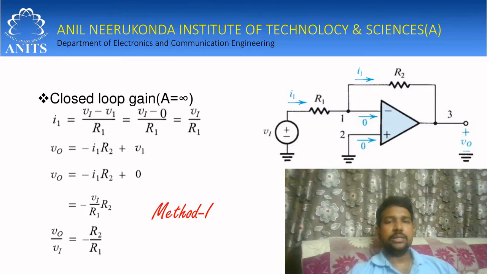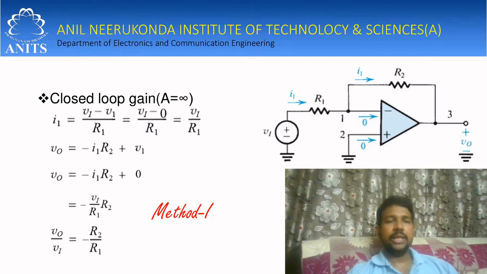And let us denote the currents. Through R1 is I1, and as no current can enter into the op amp, you will see that the same current I1 is flowing through R2 as well. So now let us try to get an expression for voltage gain. When we write an equation for I1, I1 is written as Vi minus V1 by R1. But you know V1 is equal to 0. So when you replace V1 with 0, I1 is Vi by R1.